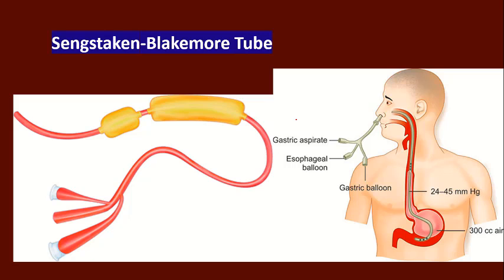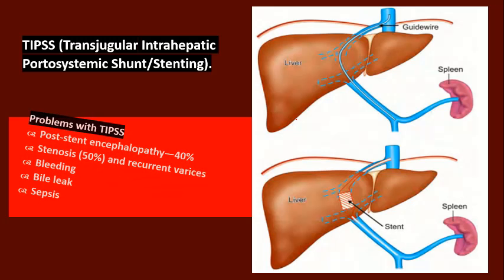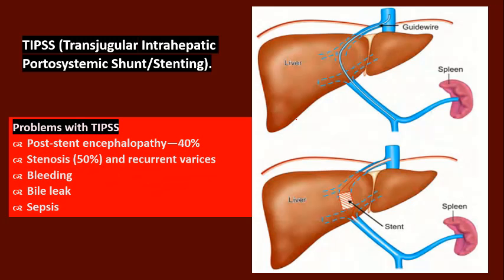TIPS: the transjugular intrahepatic portosystemic shunting. It is used if all other methods mentioned have failed. It commonly controls the uncontrolled acute bleeding and prevents further bleeding, and it also acts as a bridge to future transplantation.